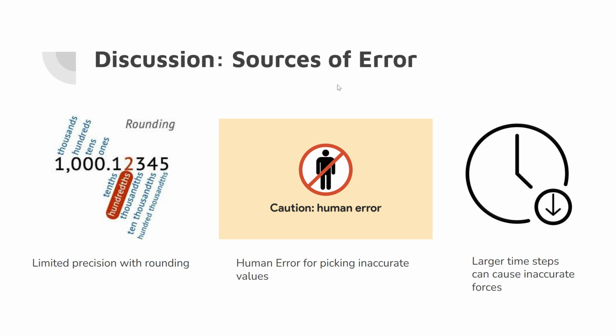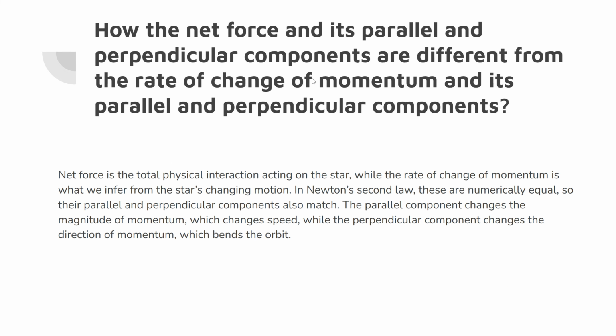Some possible sources of error would be limited precision with rounding, human error in picking inaccurate values, and larger time steps causing inaccurate forces. Our first question is how the net force and its parallel and perpendicular components are different from the rate of change of momentum and its parallel and perpendicular components.